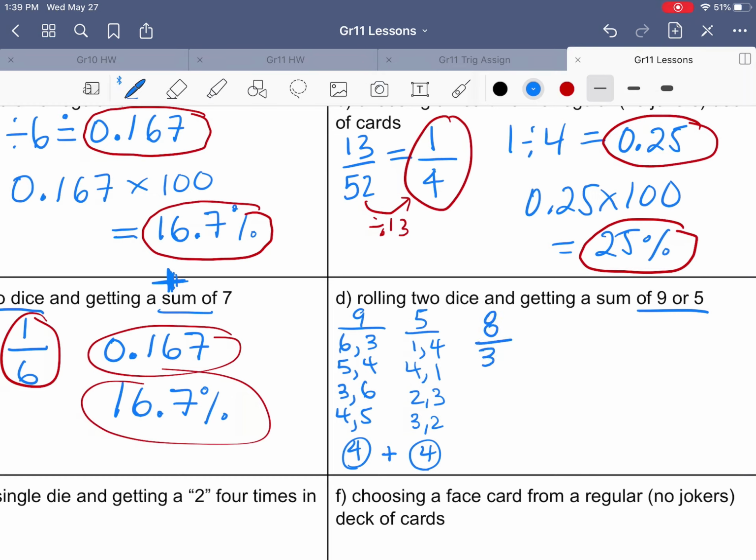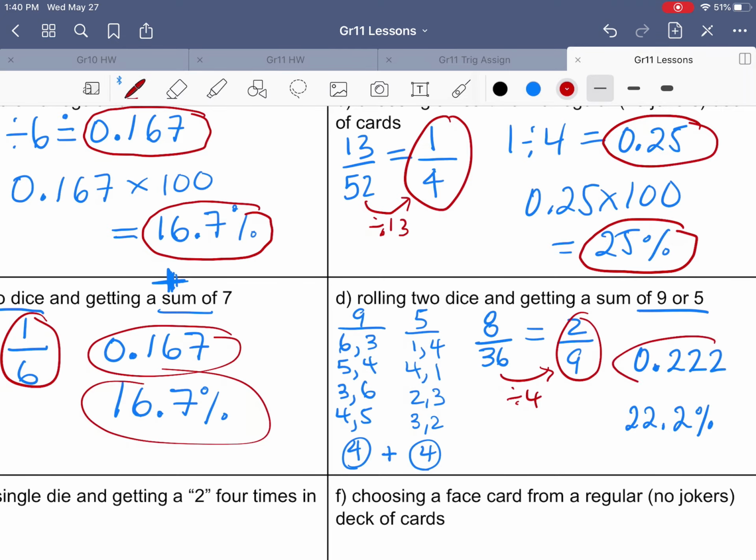So we end up with 8 on 36, and we can reduce this fraction because both 36 and 8 are divisible by the number 4. So 36 divided by 4 gives us 9, and 8 divided by 4 gives us 2. So right here we have our reduced fraction. 2 divided by 9 gives us 0.22222 and so on. So we round it to 0.222, only 3 2's. And if we multiply by 100 to get our percent, we get 22.2%.